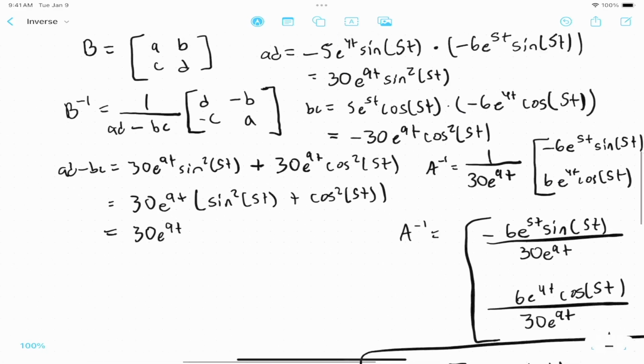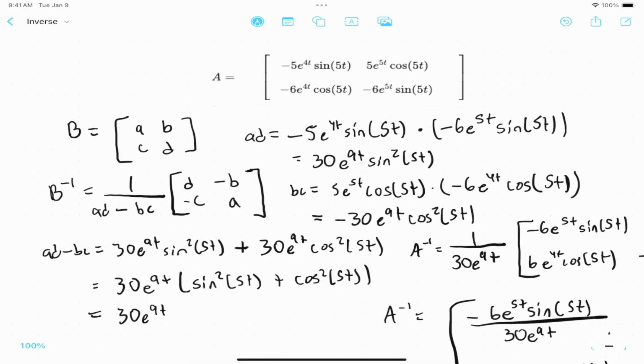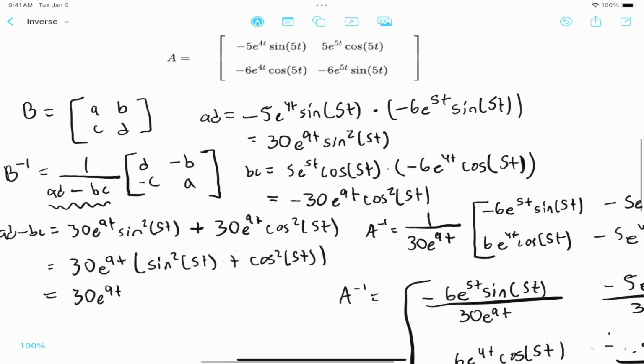So just to recap everything, the 2x2 matrix has an inverse if the AD minus BC entry does not equal 0. And if you are familiar with the concept of determinants, you'll know that any matrix whose determinant is not 0 has an inverse. And that concludes this video.